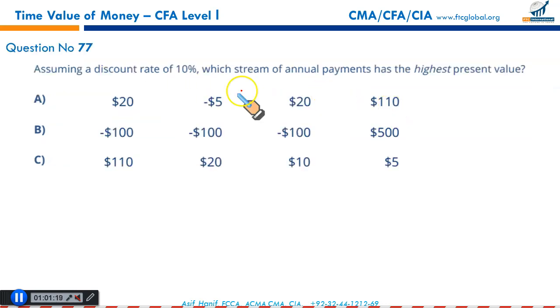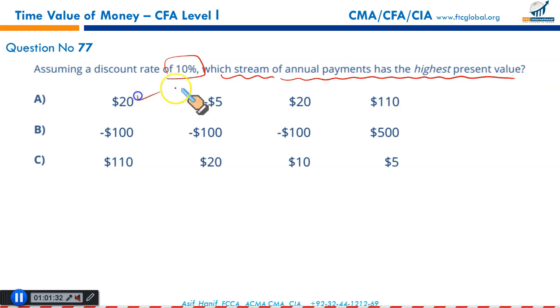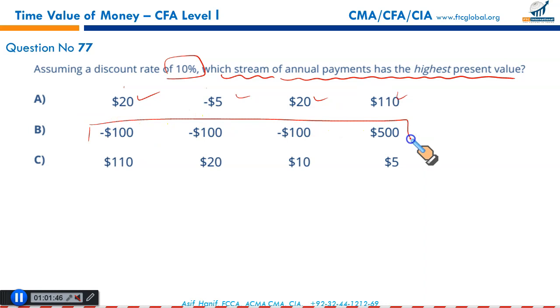Question 77. Assuming a discount rate of 10%, which stream of annual payments has the highest present value? This question requires little intelligent thinking. Do not start discounting every cash flow and then select the right option. Use common sense. We have 3 cash flows, for year 1, 2, 3, and 4. Let us first see B.